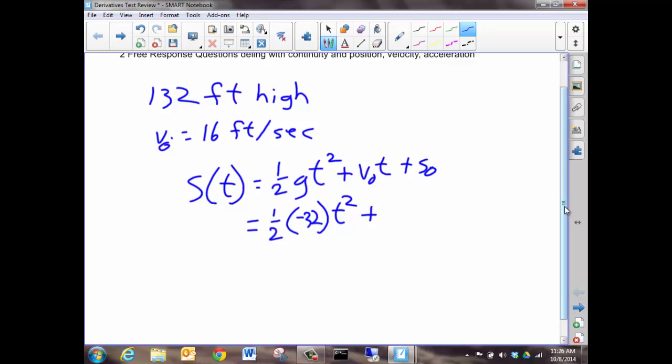Yes, ma'am? Because we're in feet. We were 132 feet high. We're 16 feet per second. Therefore, the gravity is measured in feet per second squared. If this is 16 meters per second and 132 meters, then we'd use negative 9.8 here.